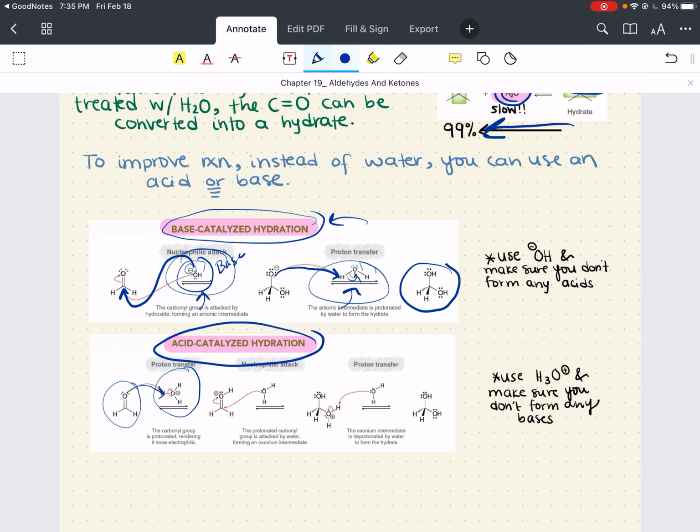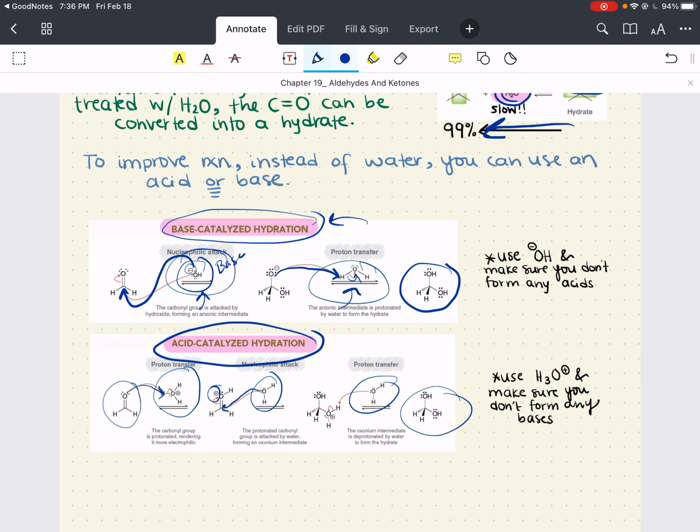And then this intermediate is going to be attacked by water. Water here is acting like an acid. It's coming into that electrophilic carbon in our carbonyl, and it's attacking to form an oxonium ion. That's a cation in which the positive charge resides on the oxygen. That's what that is called. Now, this is going to be deprotonated by water again, to give us our final product. So this is another way to form this hydrate product that we want.